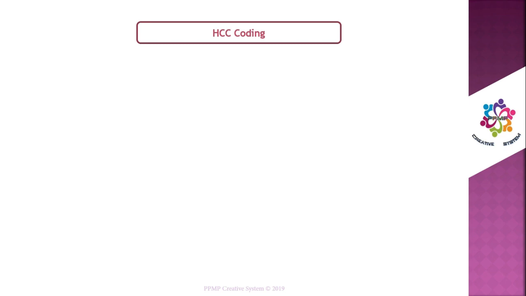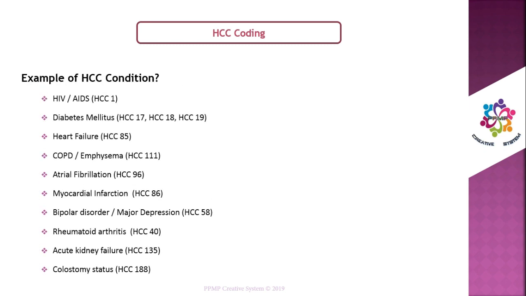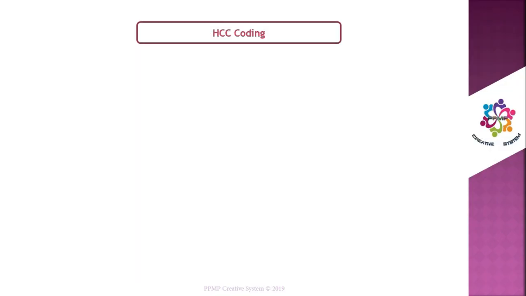Example of HCC conditions. HIV/AIDS, the HCC is 1. Diabetes mellitus, the HCC is 17, 18 and 19 based upon the severity and complexity. Try to remember the rest of the conditions, it will be useful for you at the interview. You don't need to memorize the HCC values. The condition itself is enough.